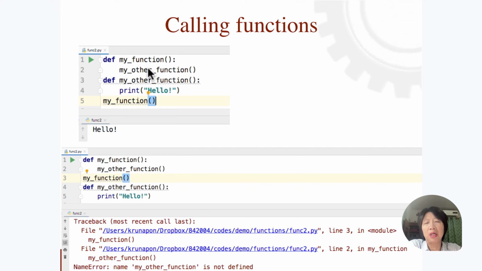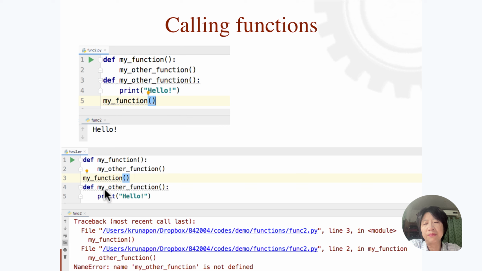Okay, let's see the example here. Here we have def my function, which calls my auto function, and then my auto function prints hello. And here we call my function, right? And this works, because when we call my function, it calls my auto function, and my auto function prints hello. So that's why we get the output hello here.